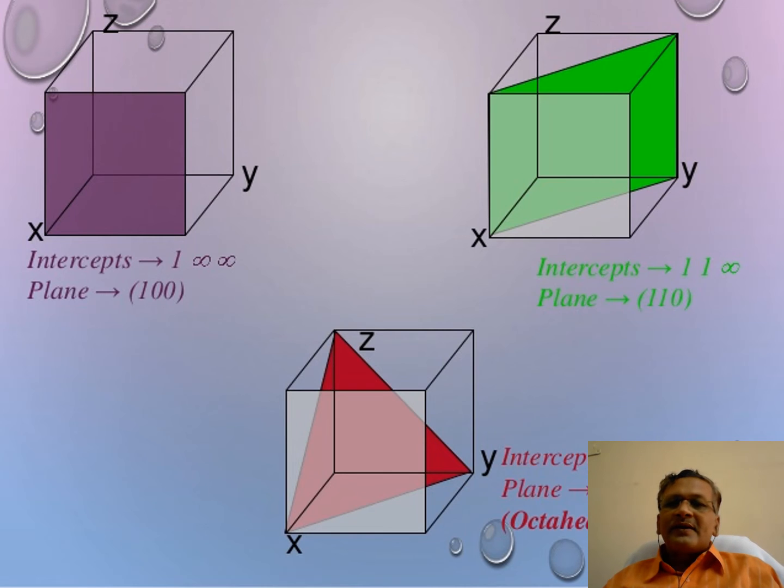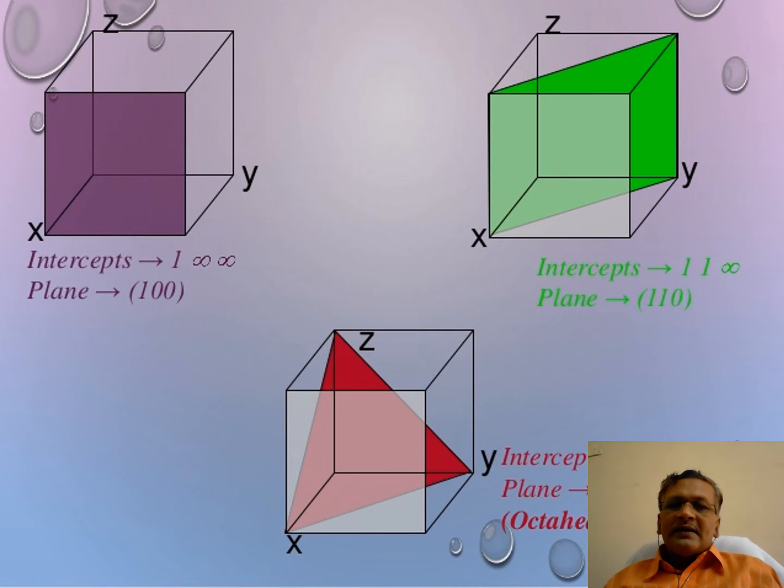unit cell. Take the green color unit cell. It has an intercept along the x-axis at 1, and the y-axis is also intercepted at 1. There is no intercept along the z-axis, therefore the intercept is at infinity. Then reciprocate: 1 by 1, 1 by 1, 1 by infinity. 1 by infinity is 0. Making integers, it is the (1 1 0) plane. The Miller indices for the green color unit cell is 1, 1, 0.